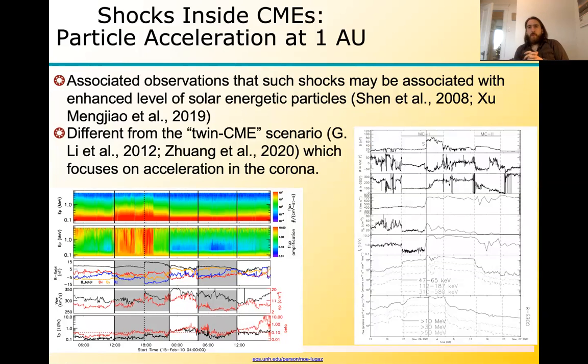I'm going to move to a slightly different topic, as to the same phenomena, shocks inside CME, which is acceleration of particles. And in fact, about 12 years ago now, Shangdong Shen et al. wrote a paper where they found that you see pretty high flux of keV to MeV particles at 1 AU when this shock and the CME passes, which is also in a more recent paper by Zhu Mengjiao from last year. Just to emphasize, it's different from the twin CME scenario. I'm talking here about acceleration as the shock passes 1 AU, not in the corona.